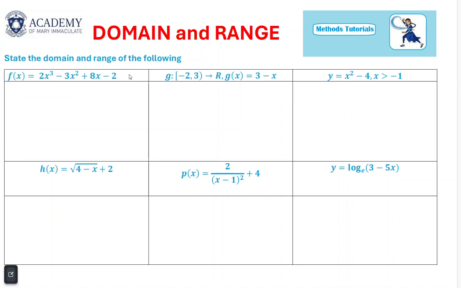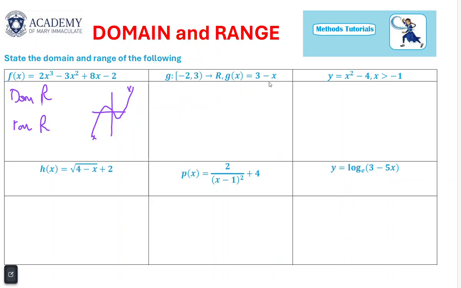Okay, so this is the tutorial on domain and range. Looking at the first one, this is a cubic. There's no restricted domain. All cubics will start down here and finish up here. I don't even need to know how many x-intercepts or what the form is like, because the domain will be all real numbers and the range will also be all real numbers.